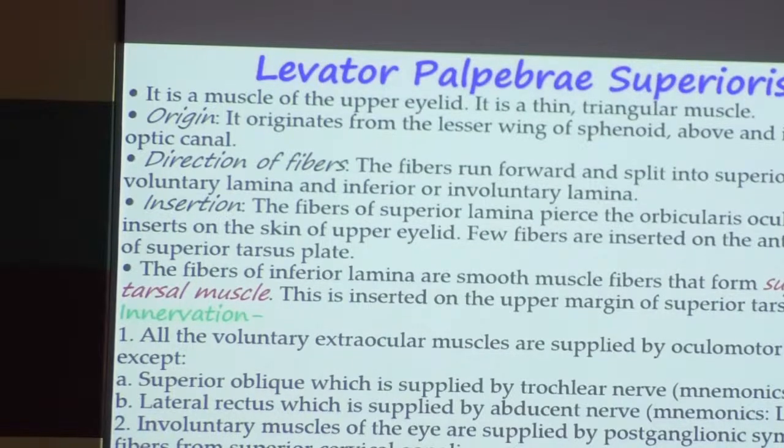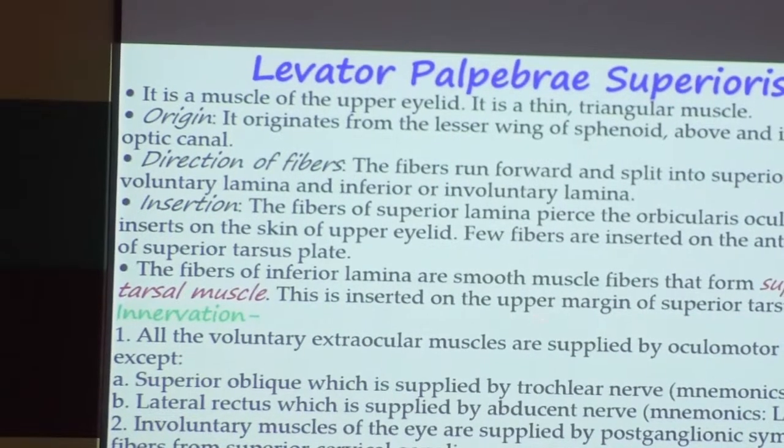Insertion: the fibers of superior lamina pierce the orbicularis oculi muscle and insert on the skin of the upper eyelid. And a few fibers are inserted on the anterior surface of superior tarsal plate. And the fibers of inferior lamina are smooth muscle fibers, that of the superior tarsal muscle. It is inserted on the upper margin of superior tarsal plate. Now here is the innervation.